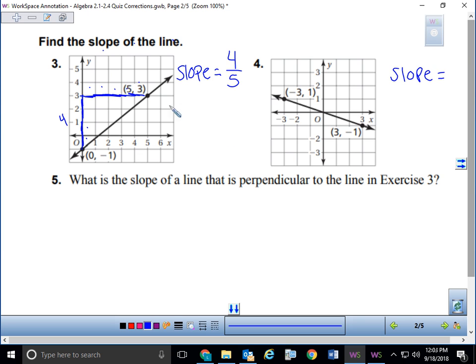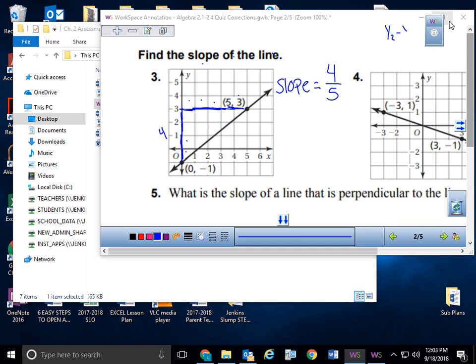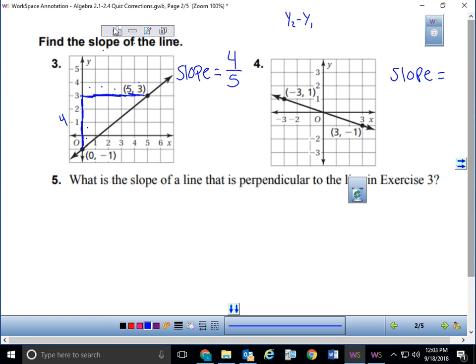I'm actually going to check my work by using the formula that we learned in class, which is y2 minus y1 all over x2 minus x1. Remember, it does not matter which points you choose to be your first one and your second. So I'm just going to choose my 5, 3 to be my first point, x1, y1, and 0, -1 to be x2, y2. If I plug that in and I do some simplifying, I will get the same answer.